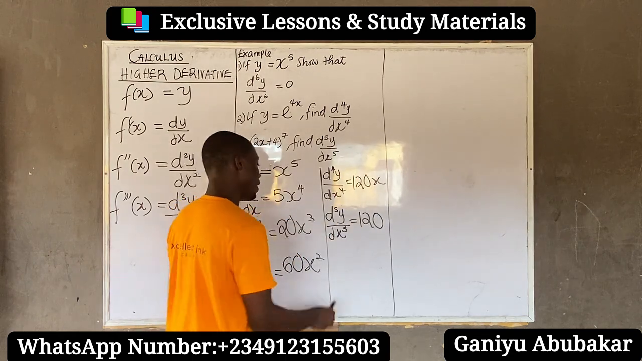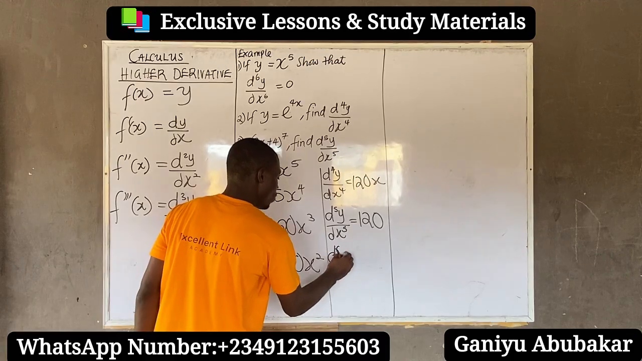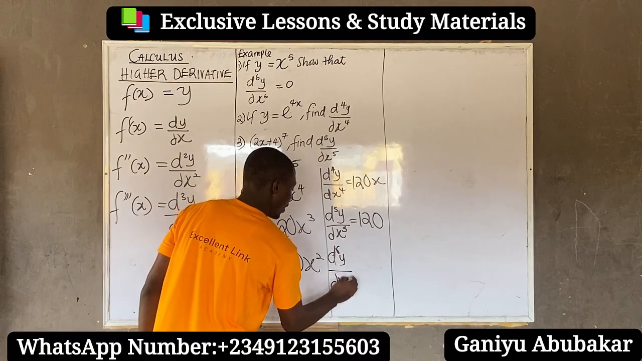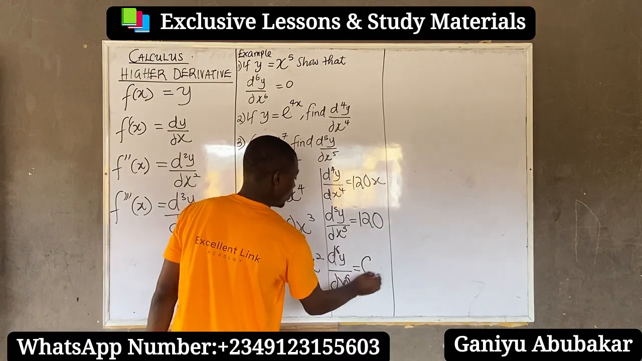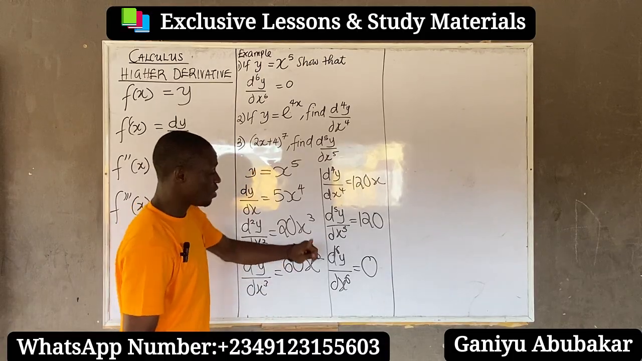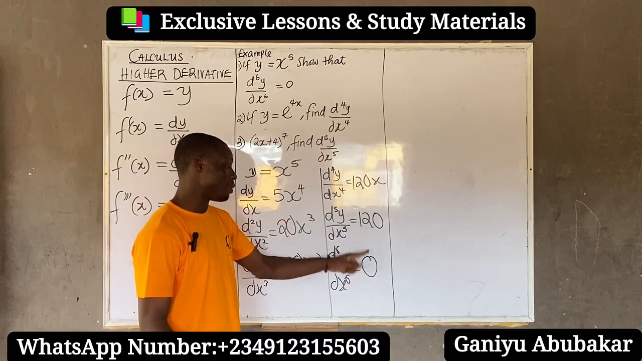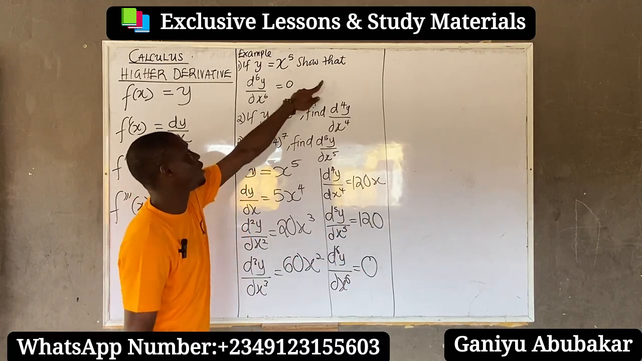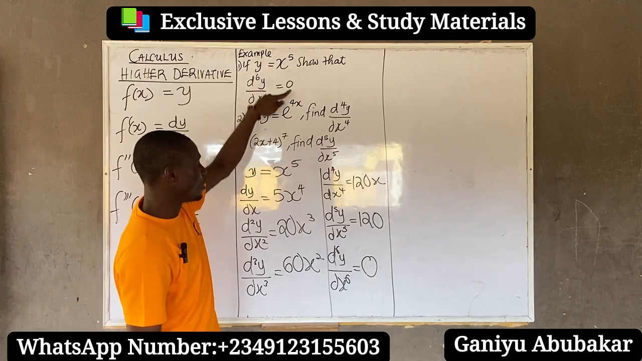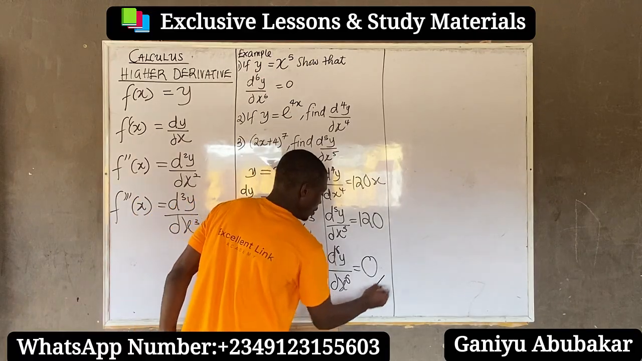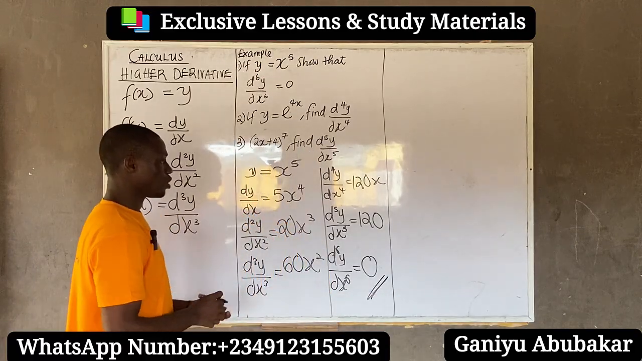Differentiate this answer again. That gives you d to the power 6 y over dx to the power 6. Now, here it gives you 0. So it means that when 120 is a constant term, its derivative is 0. That's why I say I should show that d to the power 6 y over dx to the power 6 is 0. And of course, this is 0. This is how I solve this question.